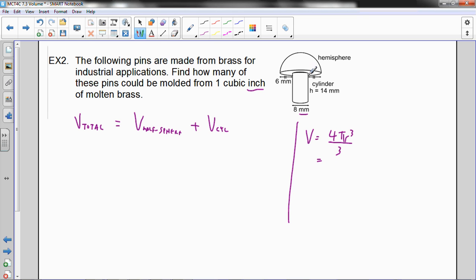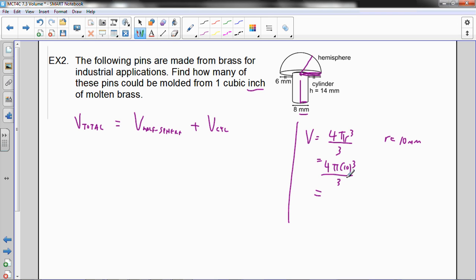Now this isn't the easiest because it's not clear what the radius is either. So what's the radius? I know the radius would be from here to the outside, but it's also the spot from here to here, right? Right there. Well, that much is 6, and that much is 4. So 6 and 4 is 10 millimeters. And I get 4 times pi times 10 cubed divided by 3.